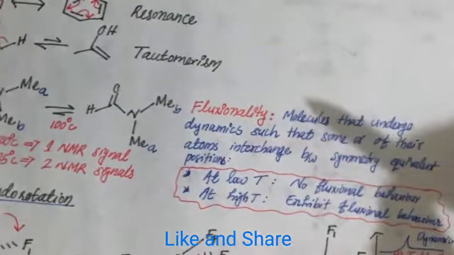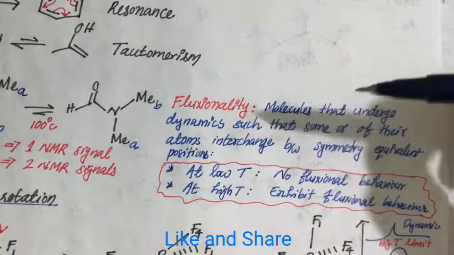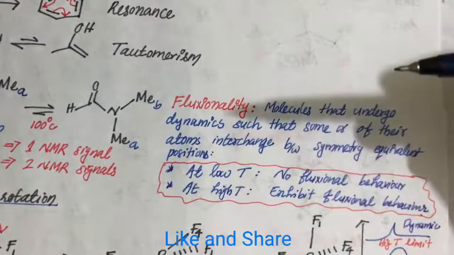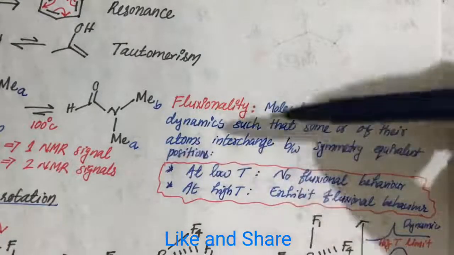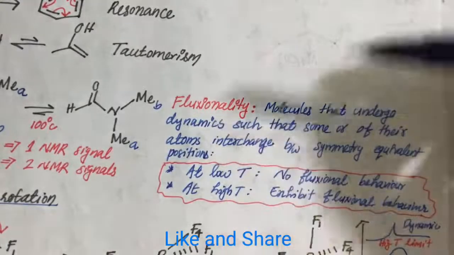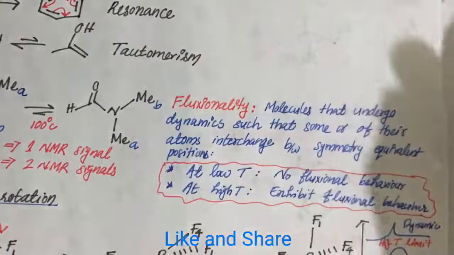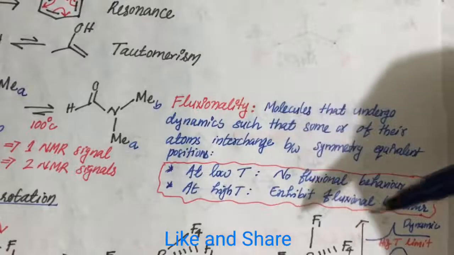That is, a molecule can undergo dynamic changes such that some of its atoms interchange between symmetry-equivalent positions. That is, it is the rapid interchange between symmetry positions. That is nothing but fluxionality.